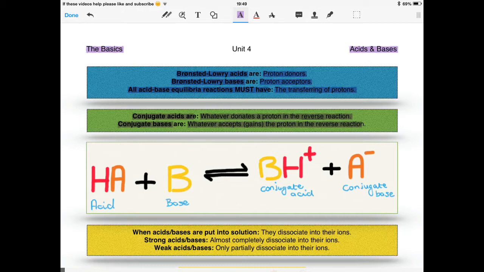Now in the reverse reaction, it's the BH+ which is going to donate the proton, the H+, and it's the A- which is going to accept this. As you can see, in the first reaction, HA was the acid, whereas in the reverse reaction, A- is the conjugate base. Similarly, in the forward reaction, B was the base, whereas in the reverse reaction, BH+ is the conjugate acid. So it flips in the reverse reaction, and this will make sense when you think about it logically.